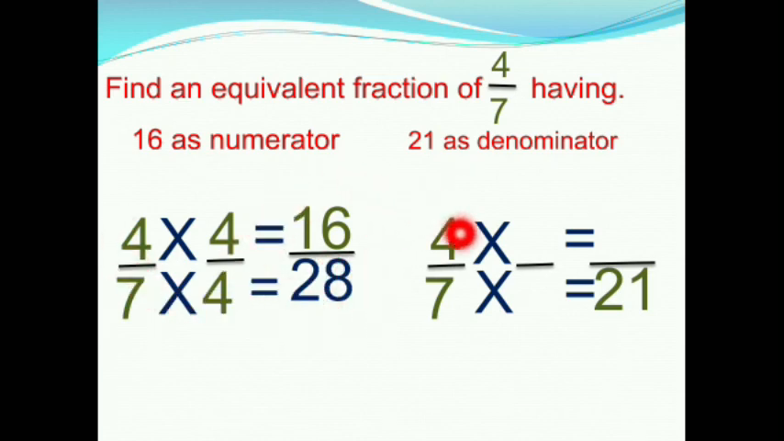Here the denominator should be 21. In 7 tables, where do we get 21? Yes, 7 threes are 21. So we should multiply the numerator and denominator by 3. 4 threes are 12. 7 threes are 21. So the next equivalent fraction will be 12 by 21.